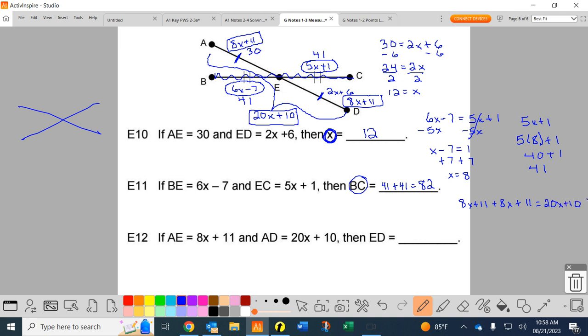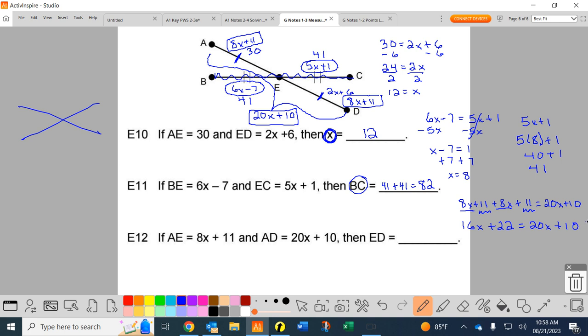That concept of a part plus a part equals a whole, that's the geometry. The solving is algebra. The geometry is setting this up. It's very different than an algebra class where they just give you the problem and you solve it. You've got to know how to set the problems up. Okay, combine like terms. What's 8x plus 8x? 16x. What is 11 plus 11? 22 equals 20x plus 10.